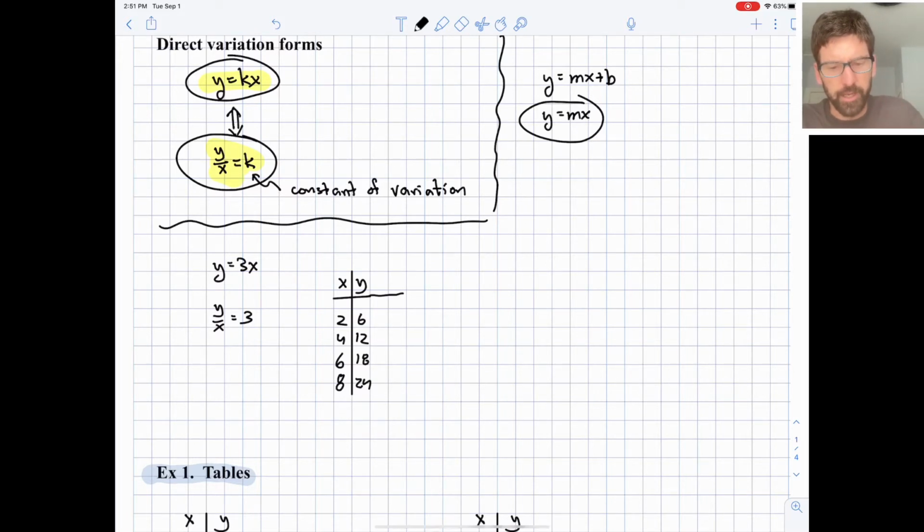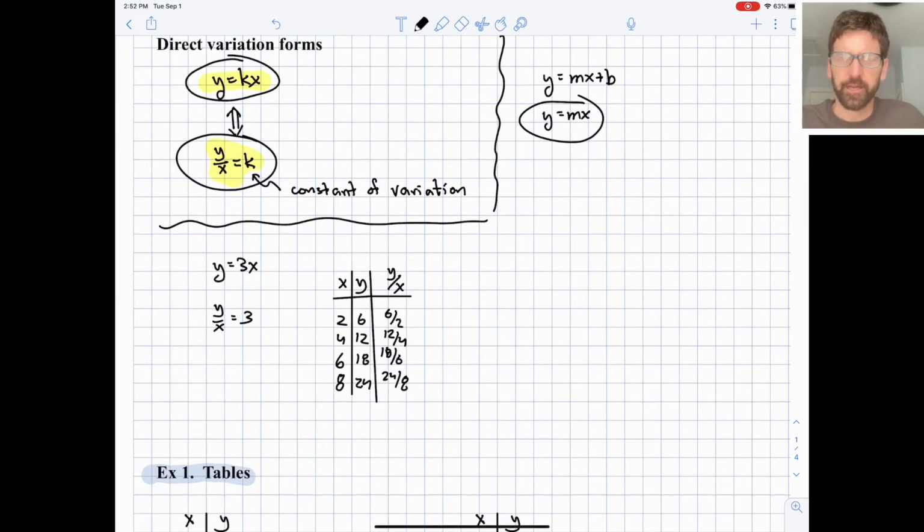We can also consider what if we were simply given our table and we wanted to see if this table represented an example of direct variation. So we can think about what y over x would be, and we're checking the table to see if we have a constant of variation. 6 over 2, 12 over 4, 18 over 6, 24 over 8. Those all simplify down to 3, so 3 would be our constant of variation.